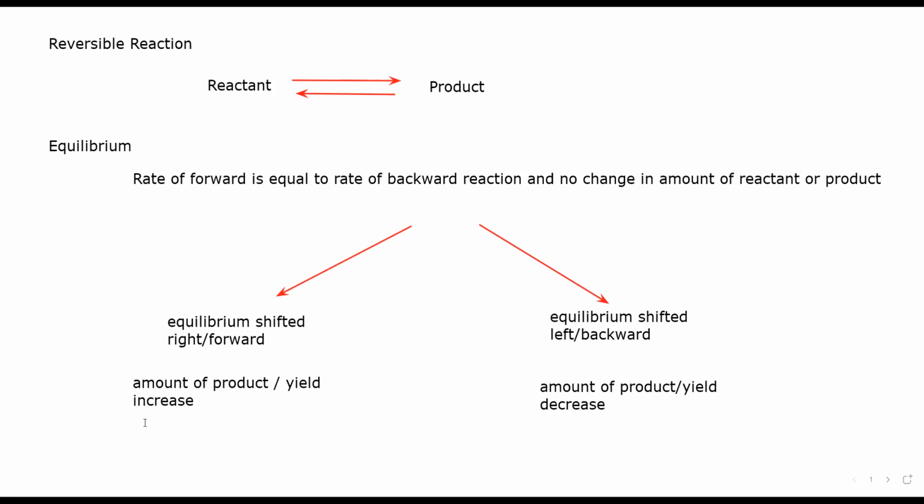In this one, I did not mention the reactant because our main target is to obtain a product. So if equilibrium is shifted towards the right hand side, it means the amount of product will increase and the amount of reactant will decrease. Where equilibrium is shifted towards the left hand side, the amount of product will decrease and the amount of reactant will increase. But mainly our focus is to get the product. That's why I specify only the product.